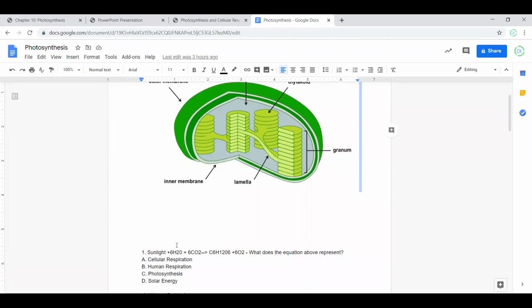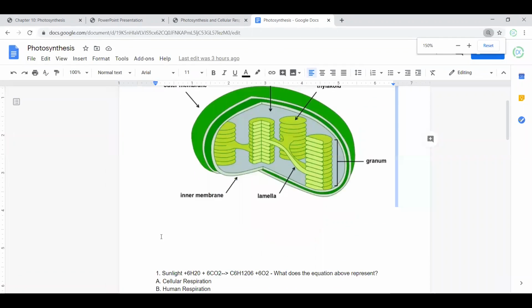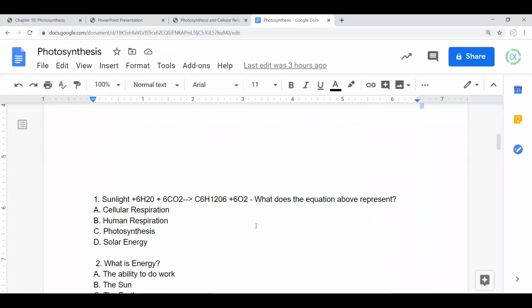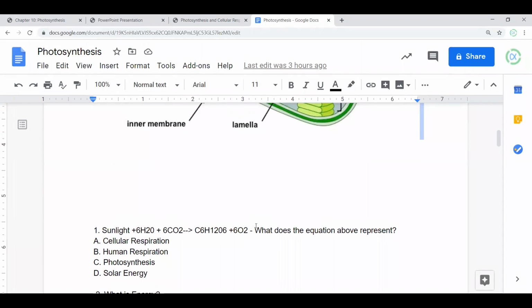Okay, so the first question. This equation: sunlight plus 6 water plus 6 CO2 creates glucose and oxygen. So what does this equation represent? Just type your answers in the chat when you have them.